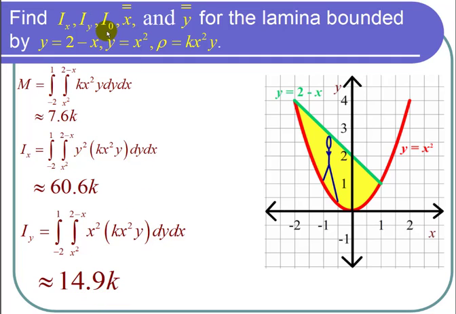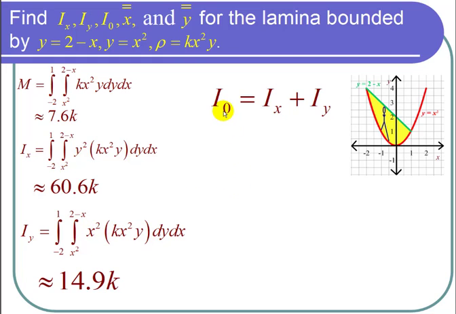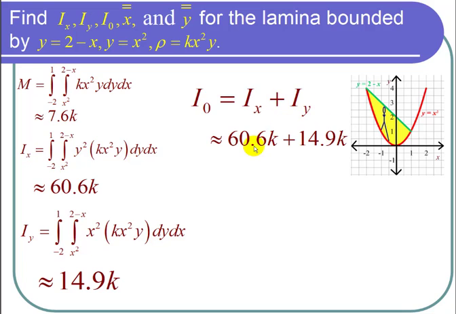To find the moment of inertia about the origin, that's the square of the distance from the origin to the point, which is x squared plus y squared. And notice that's inside I sub y and I sub x. So I can just add these up and say that the moment of inertia about the origin is the moment of inertia about the x-axis plus the moment of inertia about the y-axis. And that's 60.6 k plus 14.9 k. And I added those up, and I got 75.5 k. And that's approximately equal to the moment of inertia about the origin.